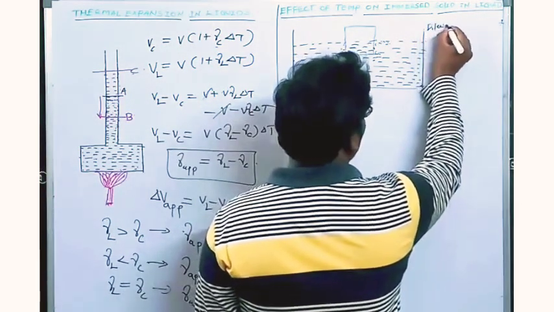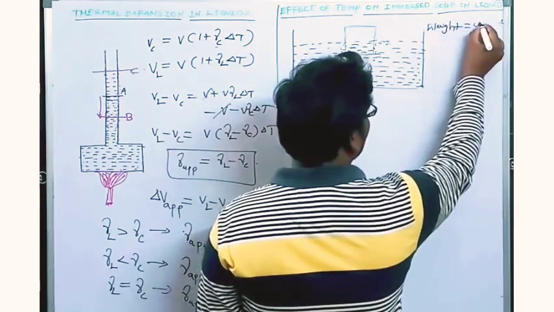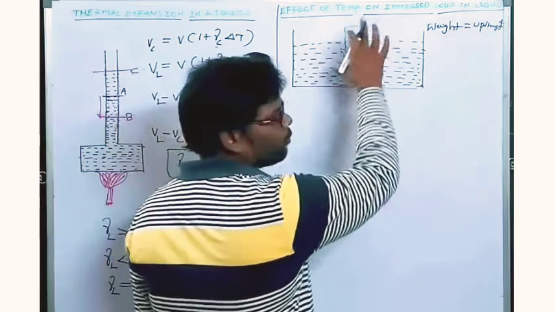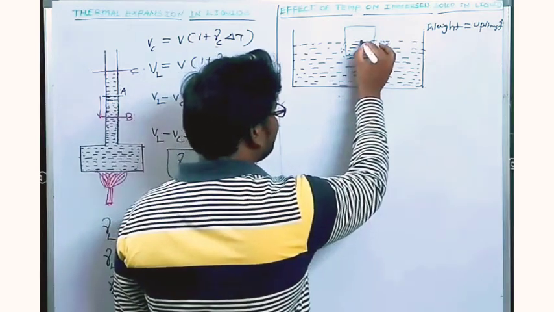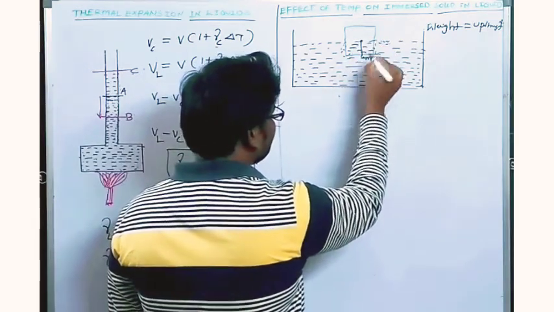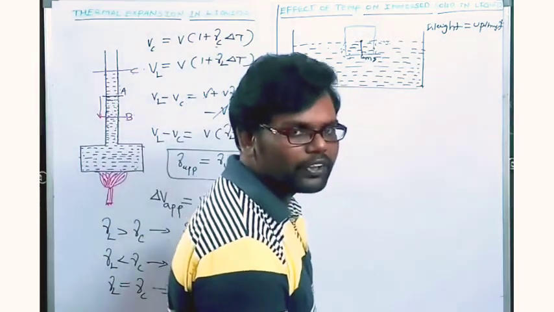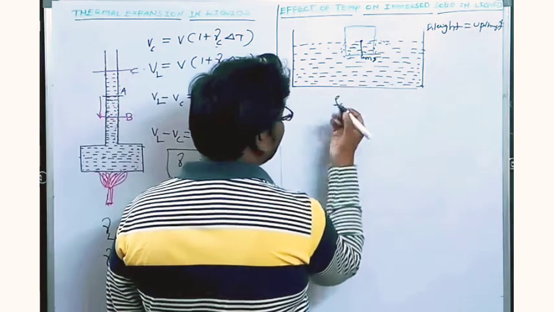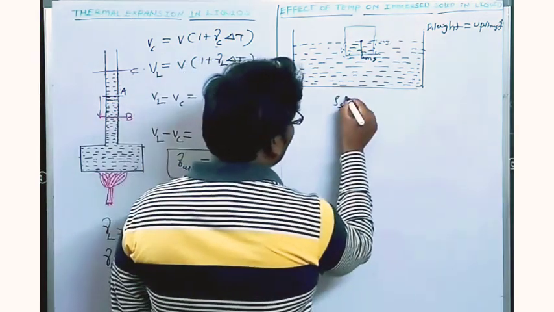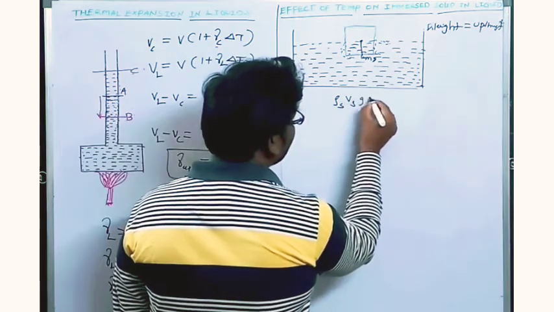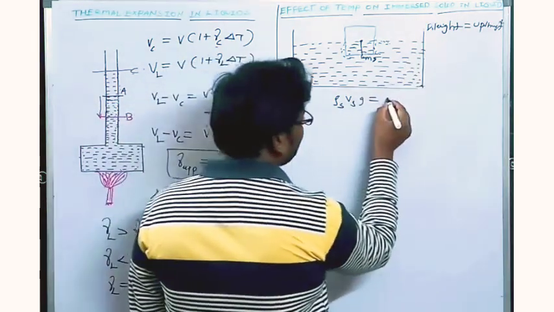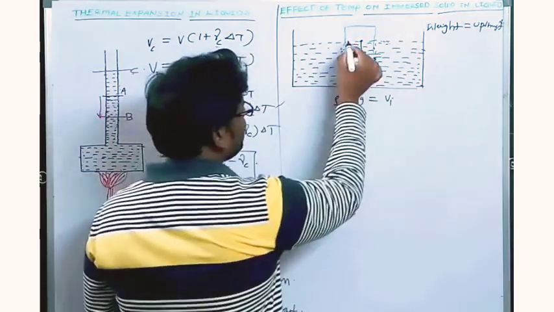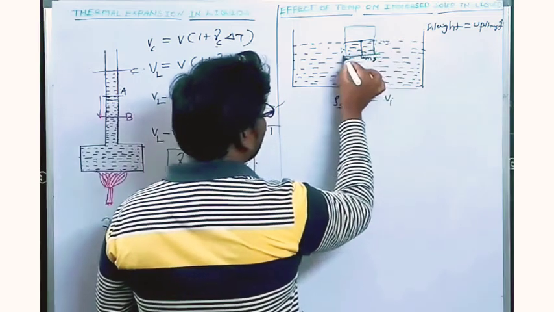So the weight of the body is equal to the upthrust force. Here we need to take the total weight of the body, that is mg. And m is equal to rho V, so the density of the solid into the volume of the solid into g is equal to the upthrust force, that is, the volume of the immersed solid. Volume of the immersed solid means this portion we need to take.